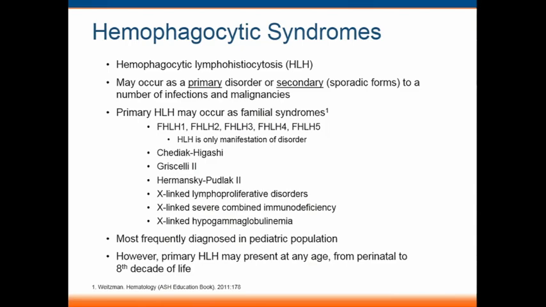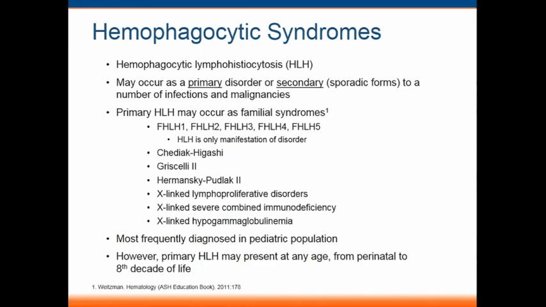These disorders, which are characterized by an autosomal recessive form of inheritance, are characterized as primary HLH syndromes. Familial syndromes are fivefold, and they involve gene abnormalities related either to syntaxin genes, to abnormalities in perforin formation, or in NK cell function. There are also inherited disorders where the same syndrome may be seen, like Chediak-Higashi, Griscelli-2, Hermansky-Pudlak syndrome, and some of the other X-linked disorders.